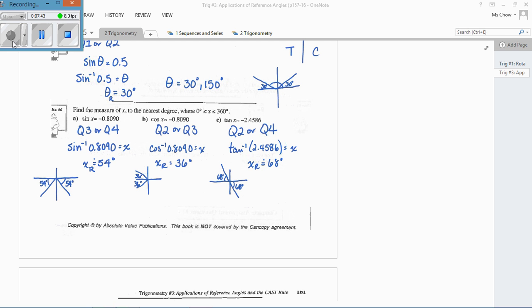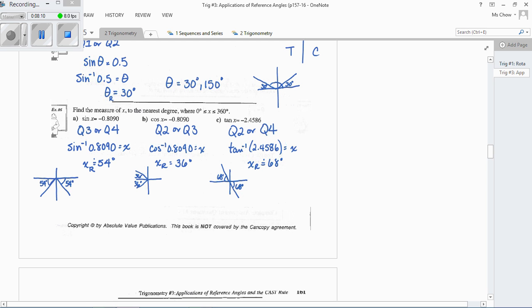So if we take a look and enter into our calculators the inverse sine or the inverse cosine, inverse tangent of the ratios, if you notice I actually left out the negatives in front because I already know I've accounted for them by knowing my CAST rule and knowing which quadrants they're going to end up in. So with quadrant 3 or quadrant 4, with that being 54 degrees as my reference angle.